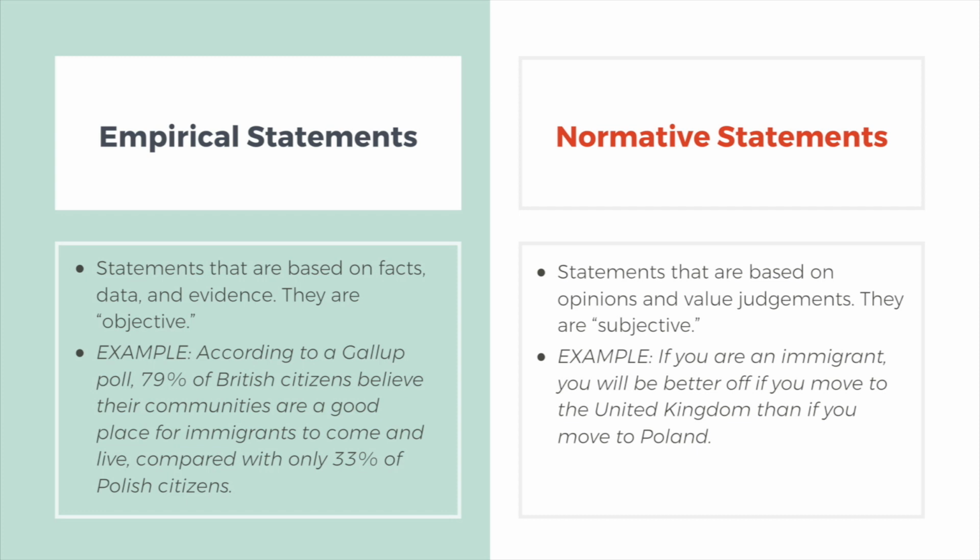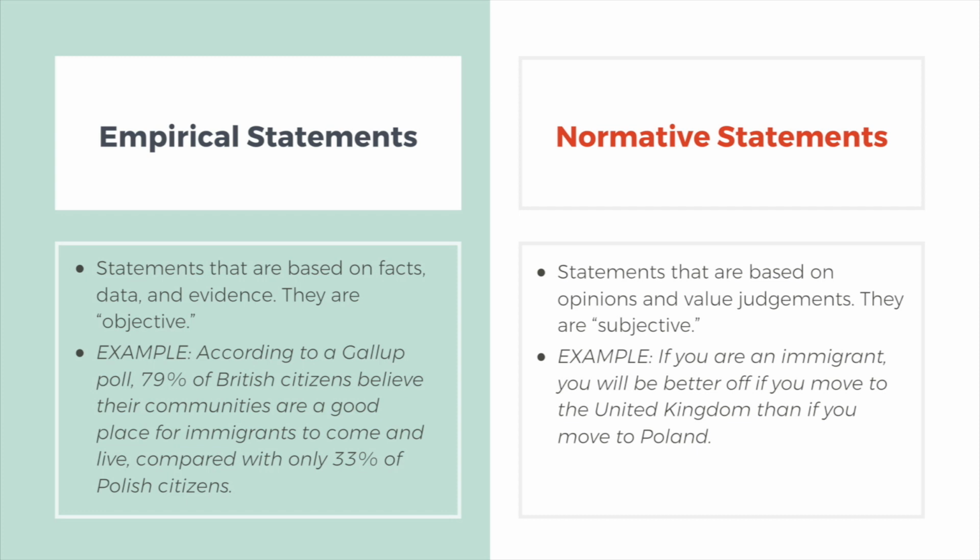Gallup did a poll, and 79% of British citizens believe their communities are a good place for immigrants to come and live, compared with only 33% of Polish citizens. This is an empirical statement because it is based on polling data or evidence. Now, don't be confused.